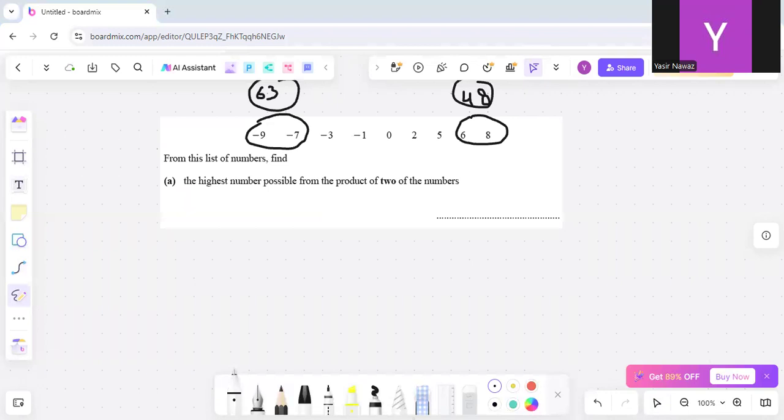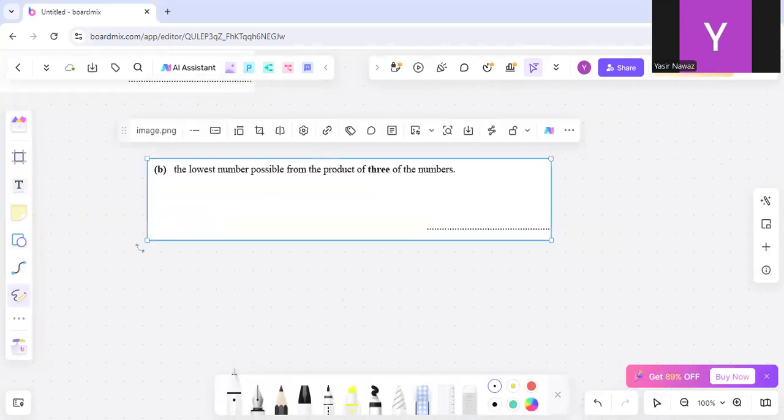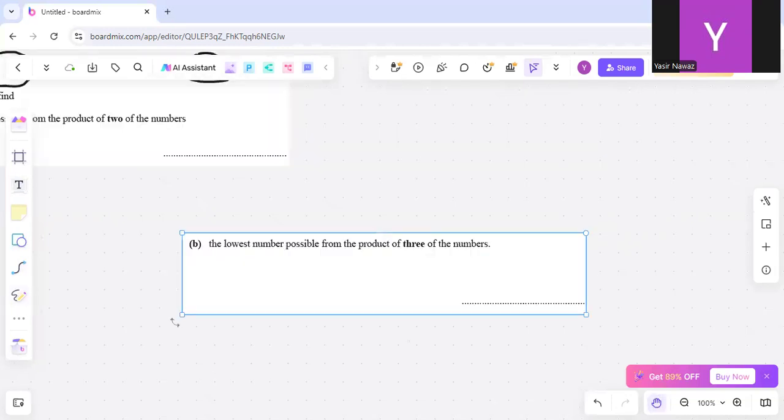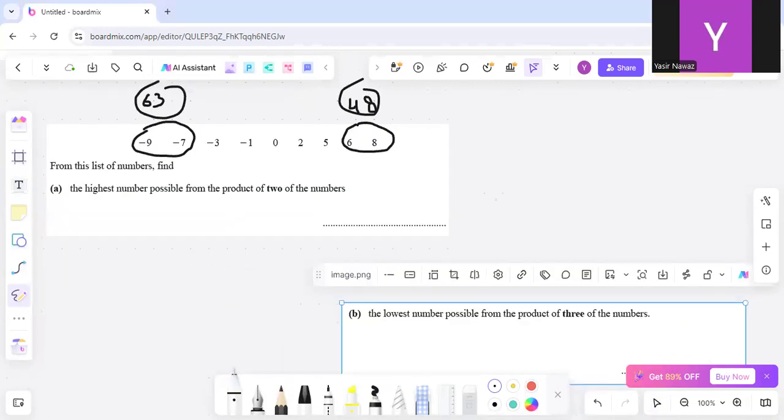Then the next question is part B. Part B of this question asks for the lowest number possible from the product of three of the numbers. You choose three numbers, and the product should be the lowest.